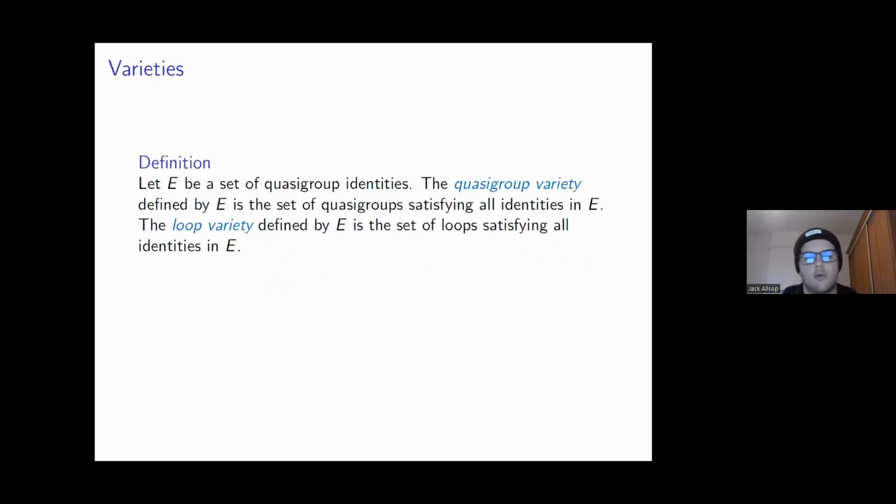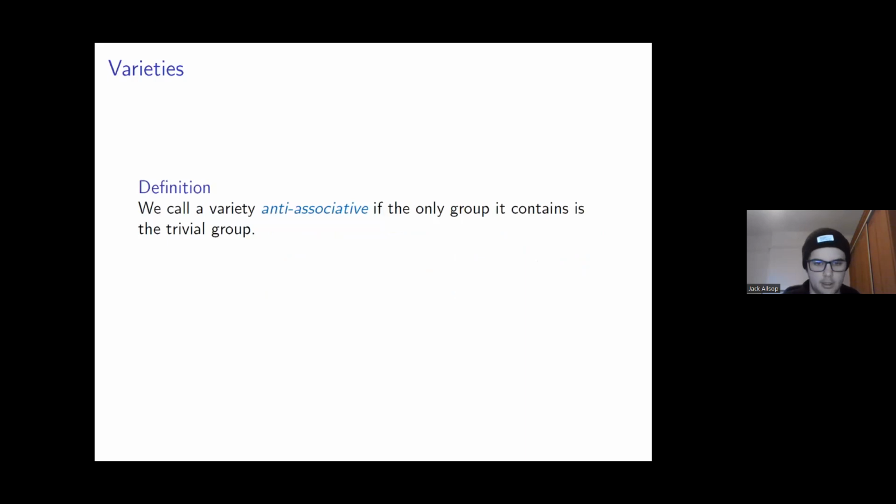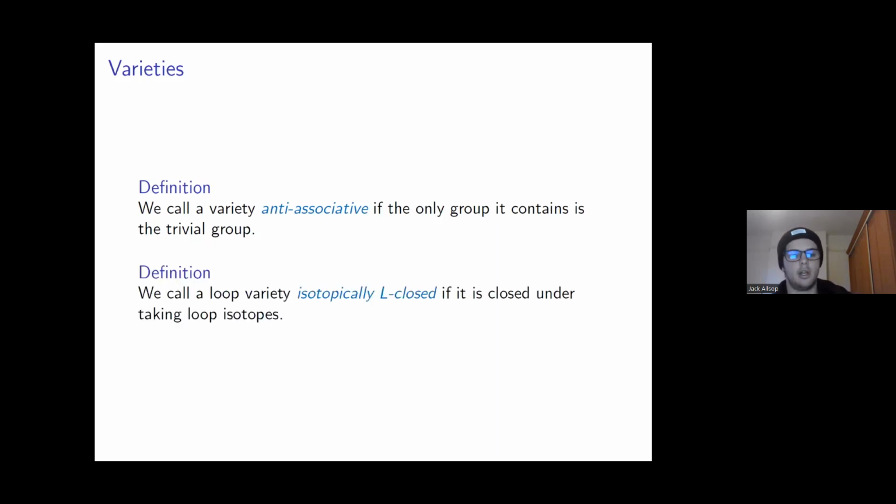So let E be a set of quasi-group identities. The quasi-group variety defined by E is the set of quasi-groups satisfying all identities in E. And the loop variety defined by E is the set of loops satisfying all identities in E. So for example, the quasi-group variety defined by the associative identity is just the set of all groups. I'll go through some particular types of varieties. So we call a variety anti-associative if the only group it contains is the trivial group. And we call a loop variety isotopically L-closed if it's closed under taking loop isotopes.